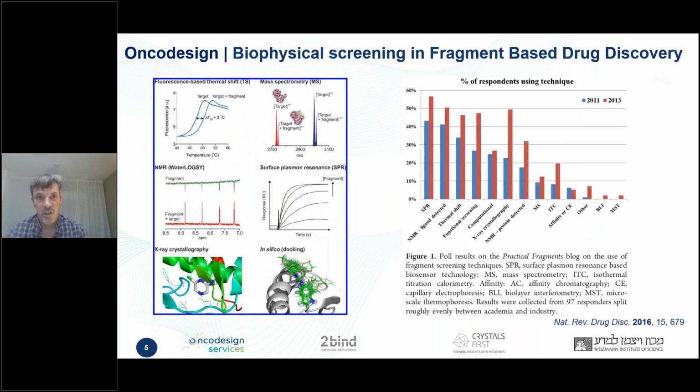Identification and characterization of fragments as a starting point in a drug discovery program is key. And different techniques are used to identify fragments, and my colleagues from 2bind and Crystals First will show you in the next slides how biophysical or crystallographic methods are used to identify the best fragments to initiate a drug discovery program.